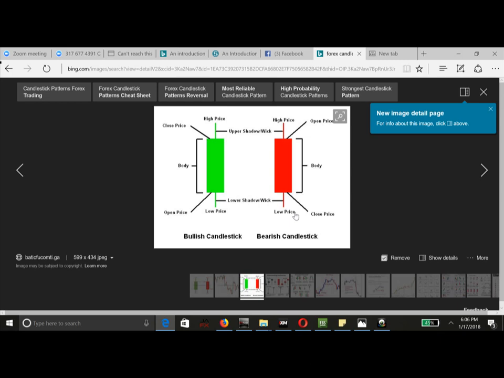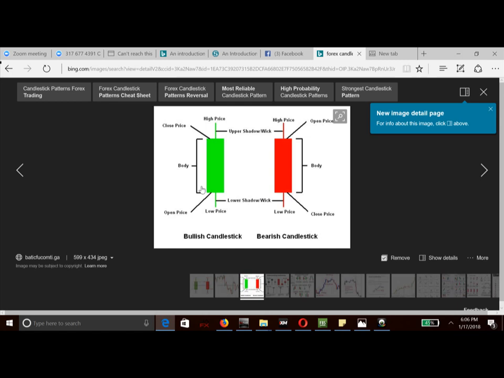But I'd like to give a brief intro to candlesticks. Now from this chart, we see the bullish candlesticks. The green candlestick is the bullish one that represents buyers in the market, and the red one is the bearish candlestick that represents the sellers in the market.